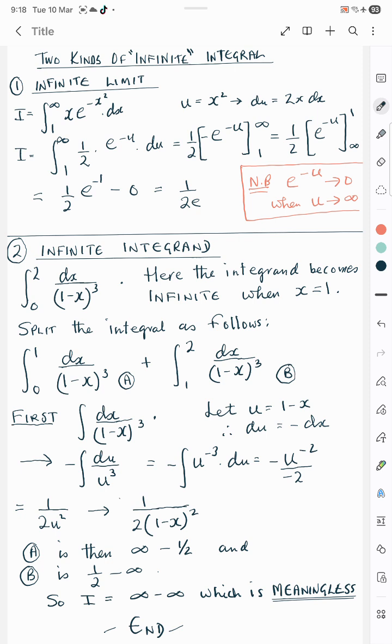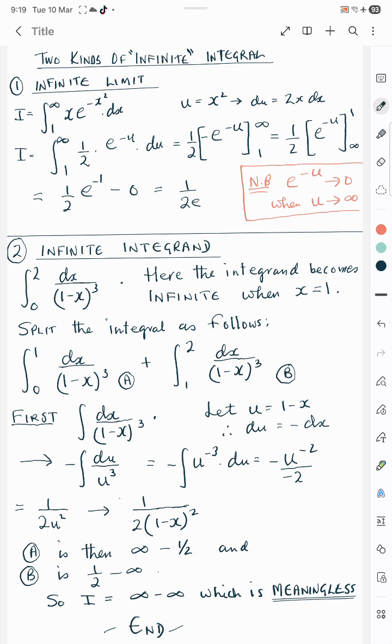Let u equal 1 minus x, and so du is minus dx, and the integral transforms to minus du over u cubed, which is minus the integral of u to the minus 3 du, which is minus u to the minus 2 over minus 2, which is 1/2u squared. And going back to the old variable, that is 1/2 bracket 1 minus x all squared.